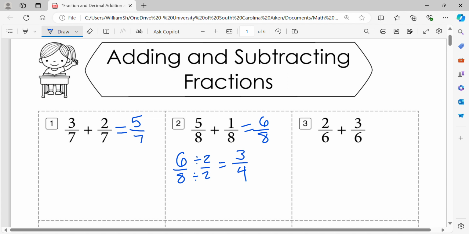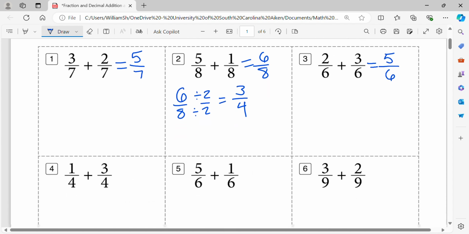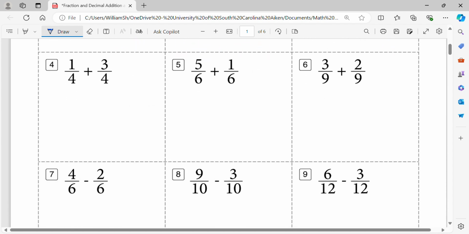All right, let's look at number 3. We have 2 over 6 plus 3 over 6. Once again, same denominator. They both have a denominator of 6, so we just have to add the numerator. 2 plus 3 is 5, so we're looking at 5/6. That can't be reduced, so we can continue on.